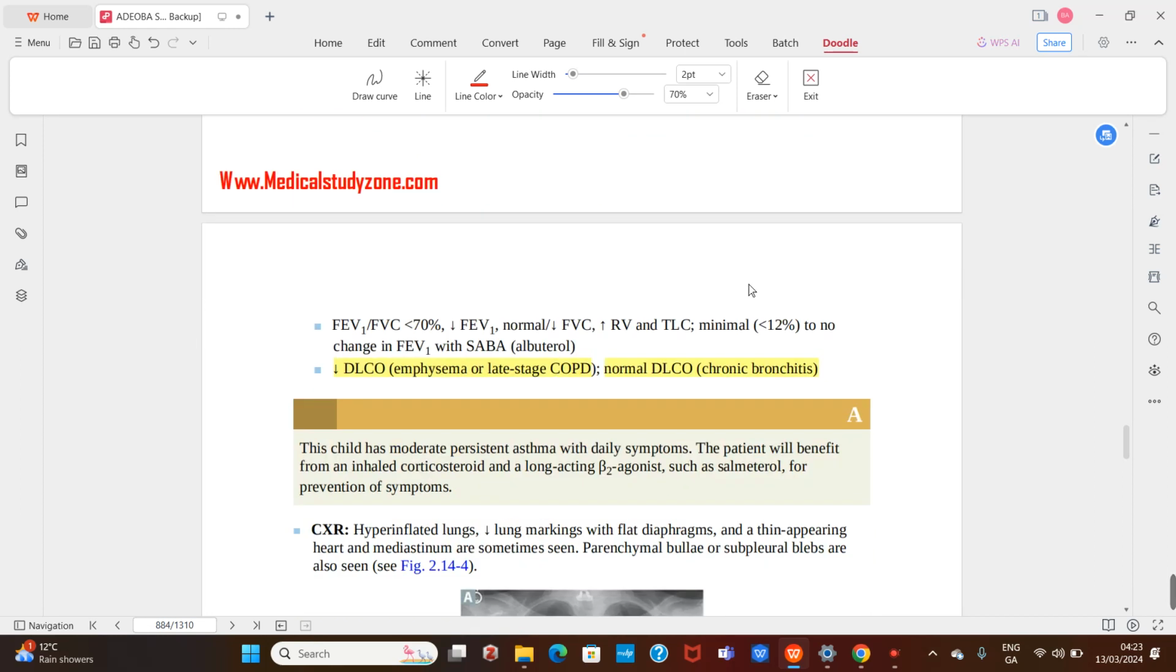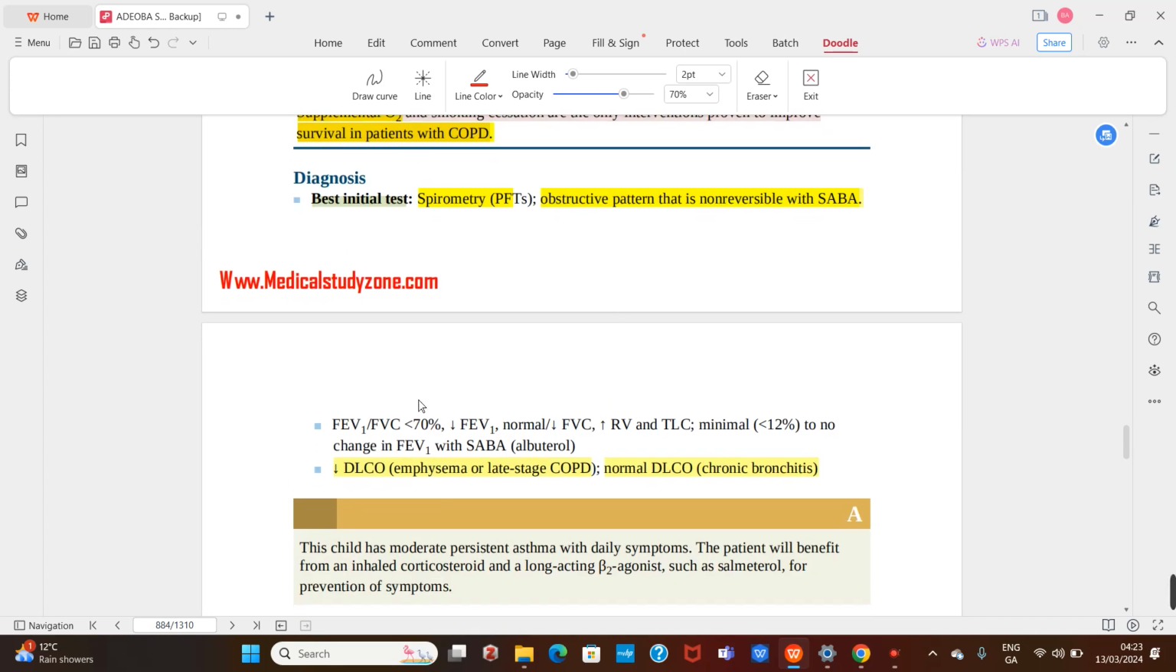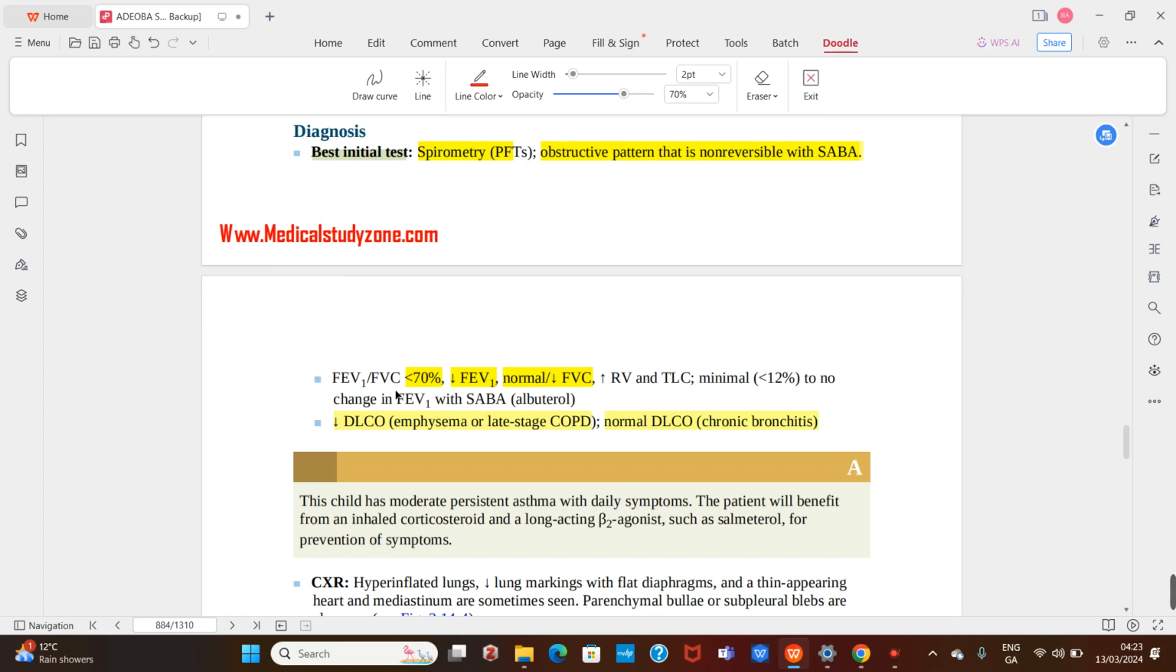The other things that we are going to see again: the FEV1 over FVC is going to be less than 70. Please, we need to pay attention here. FEV1 is less than 80. You can have a normal or reduced FVC, of course, that's why the ratio is less than 70. The most important thing is just to know that this ratio is less than 70. And pay attention to your RV and your TLC. This is a condition that causes air trapping and hyperinflation. So you are going to have an increase in the functional residual capacity, increase in the residual volume, increase in the total lung capacity. Of course, those are the causes of the increased anterior-posterior diameter.